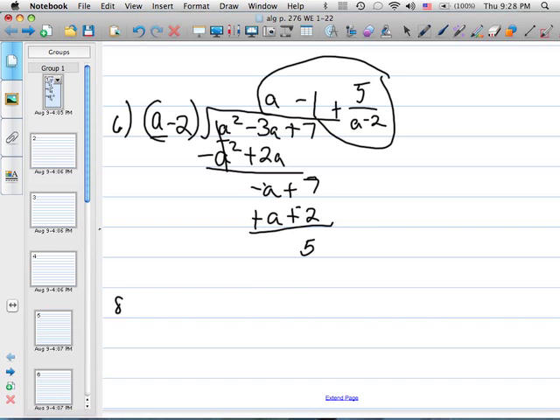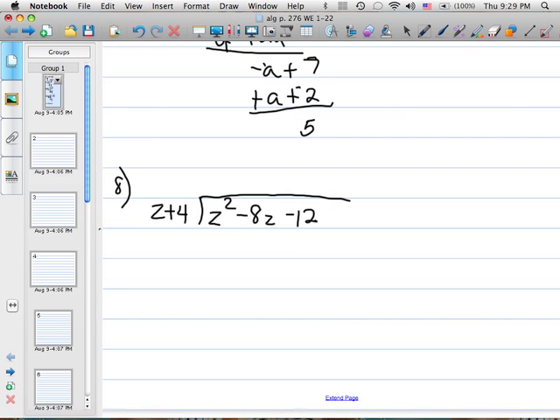Problem number 8. Our divisor is z plus 4. And the numerator, or the dividend, is z squared minus 8z minus 12. All the terms are there in decreasing order. To get z to be z squared, we need to multiply by z, so we put it above the same term. Multiply, we get z squared plus 4z.